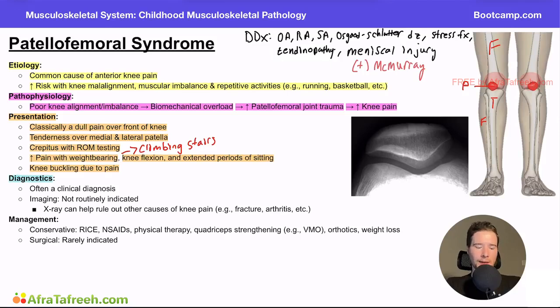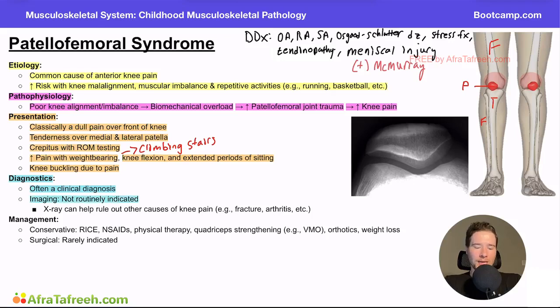Now, when we think about the diagnostics here, this is often a clinical diagnosis. We don't typically need imaging for this, right? Based on the physical exam and comparing and contrasting with some of the other conditions that we've talked about previously, you can diagnose this patient. Additionally, the history is going to be very important. Is this patient involved in repetitive activities? Might they potentially have a muscular imbalance? They don't participate in strength training. All of these are going to play a role in determining that the patient has this condition.